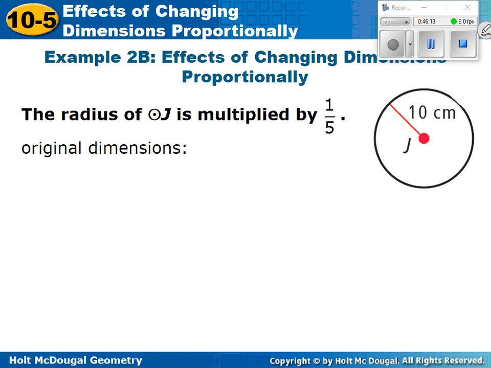So we would say the circumference is multiplied by 1/5. Full, complete sentences.